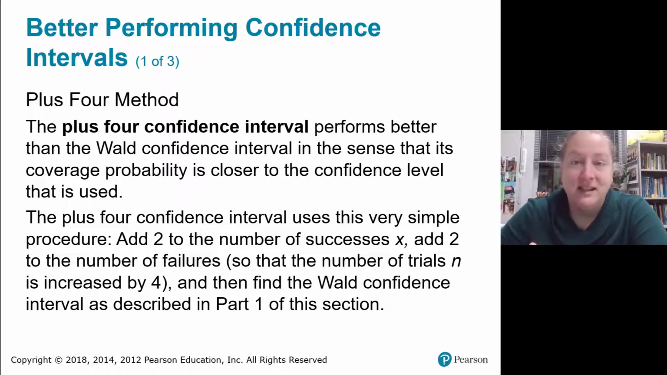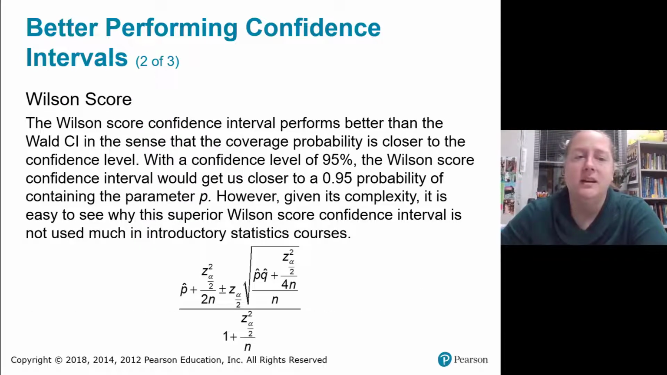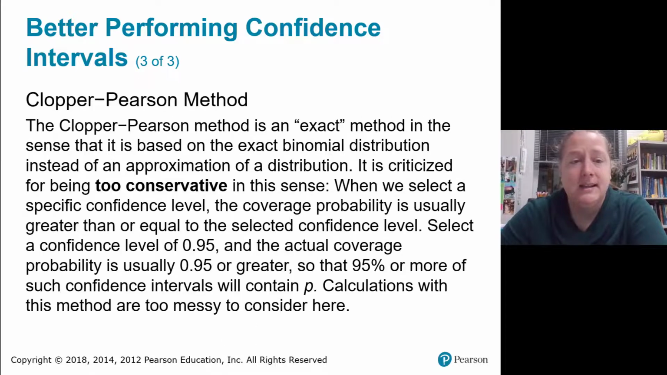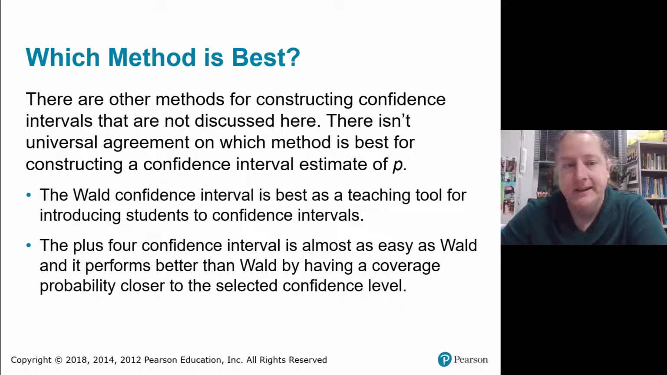Now, that's not the only other one. That's the simplest of the others. Just really quick, there's something called the Wilson score, which again is more accurate, but looking at that formula, you get an idea of why we maybe don't use it. The Clopper-Pearson method is another one that gets criticized for being too conservative. It's considered an exact method, and again, the calculations are super messy, even more messy than the last one, so we're not going to deal with that.